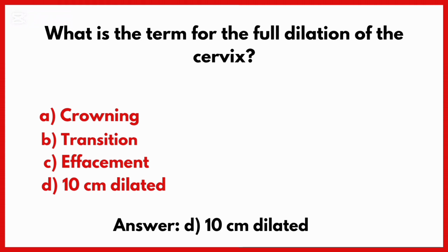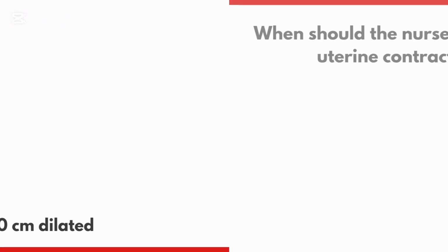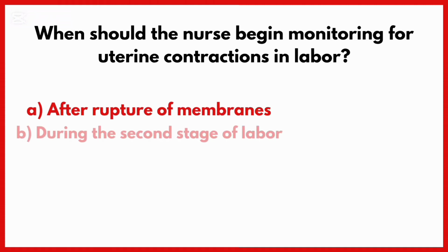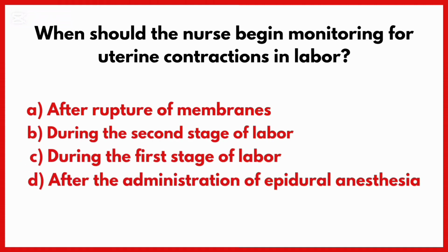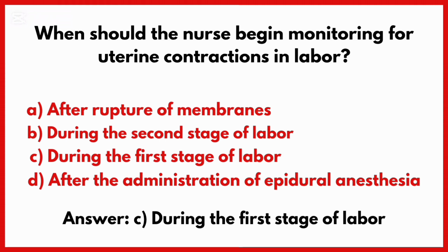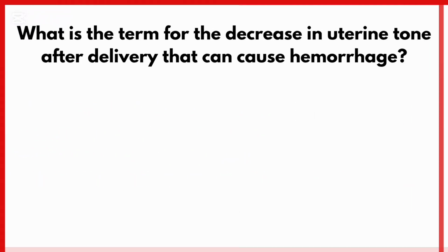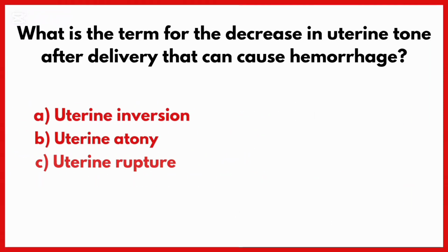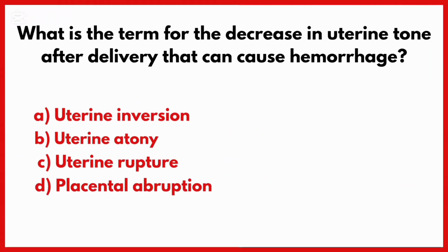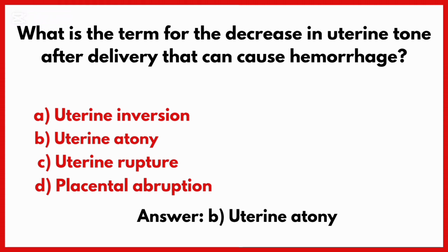10 cm dilated. When should the nurse begin monitoring for uterine contractions in labor? Correct answer is option C. During the first stage of labor. What is the term for the decrease in uterine tone after delivery that can cause hemorrhage? Correct answer is option B, uterine atony.